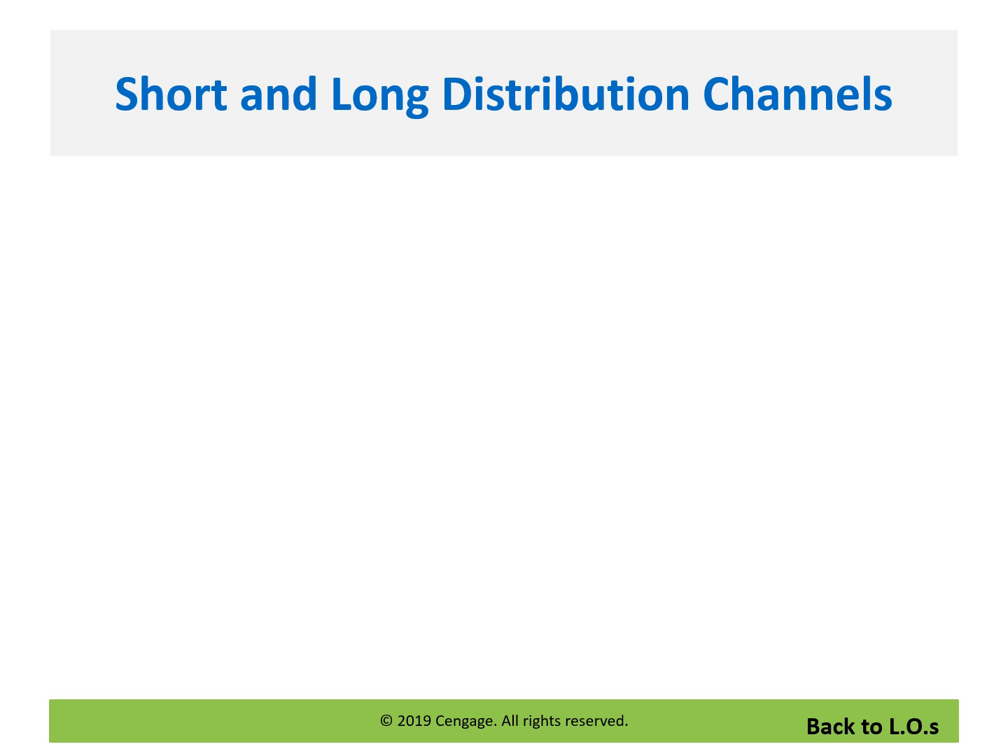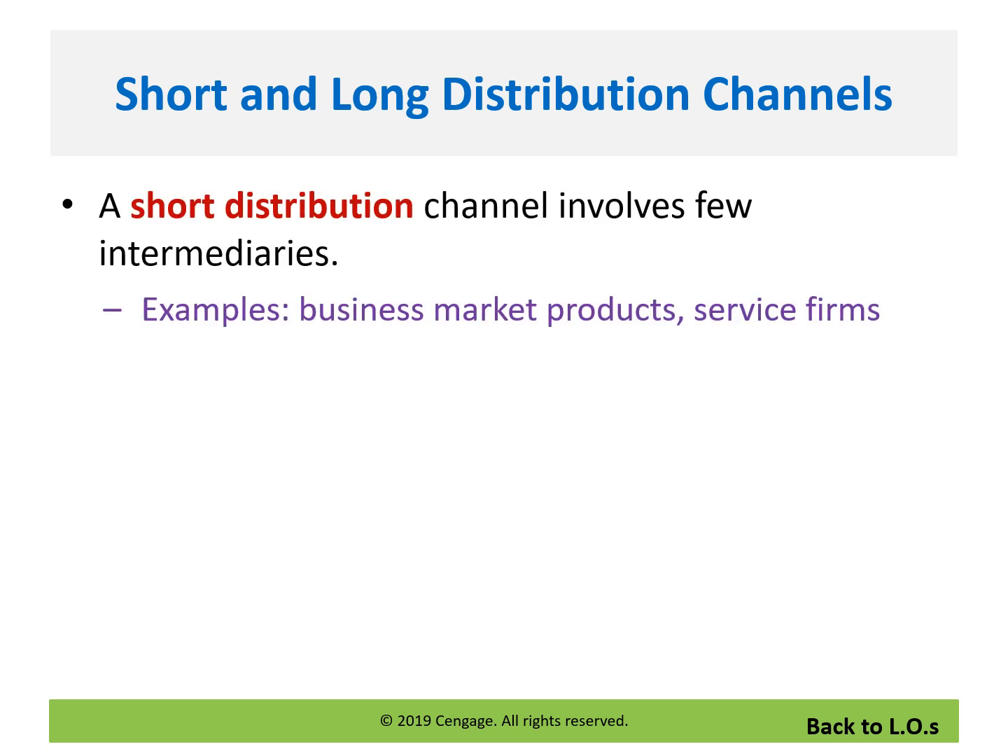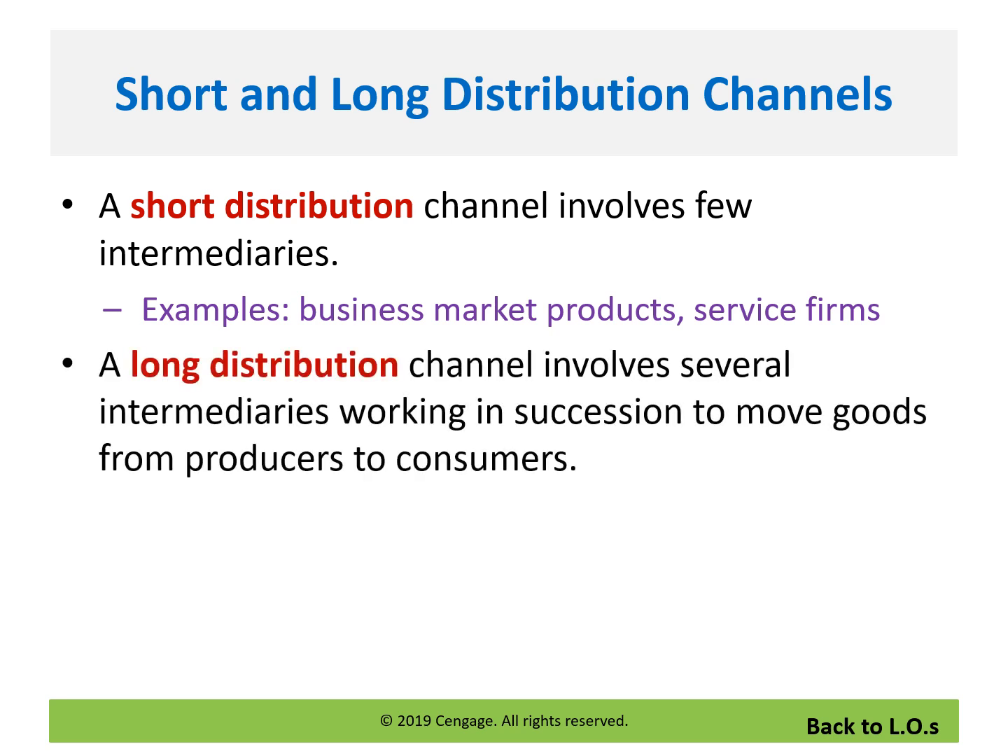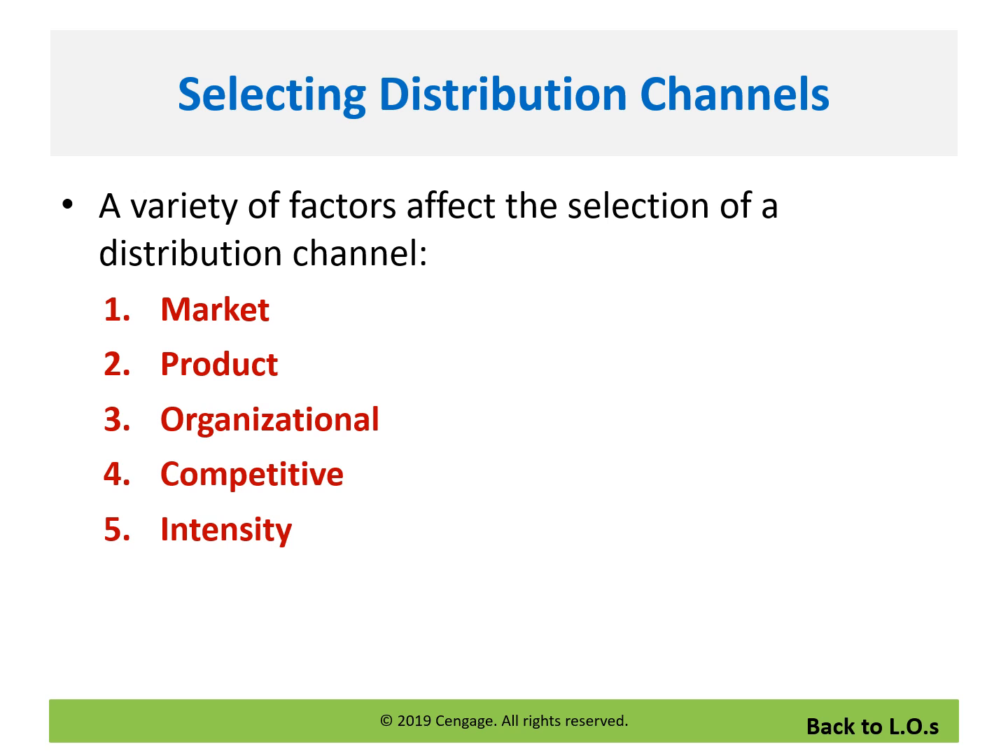Short versus long distribution channels. A short distribution channel involves few intermediaries. Examples of these are business market products or service firms. A long distribution channel involves several intermediaries working in succession to move goods from producers to consumers. There are a variety of factors which affect the selection of a distribution channel, namely market, product, organizational, competitive, and intensity.